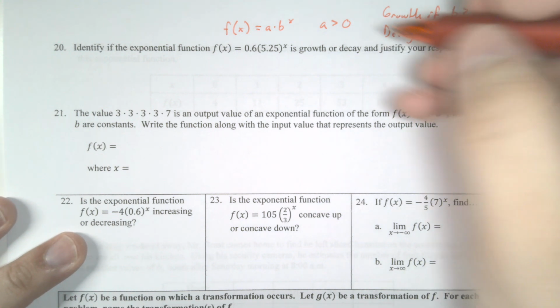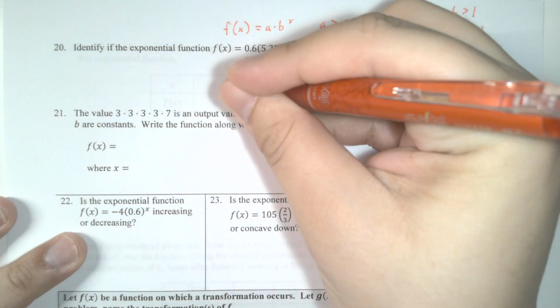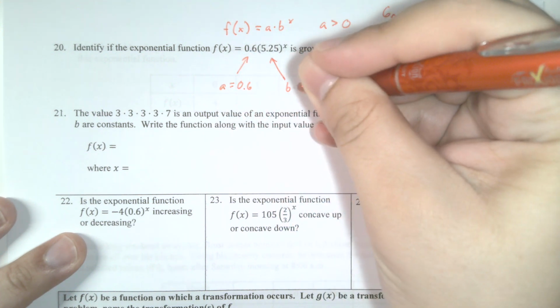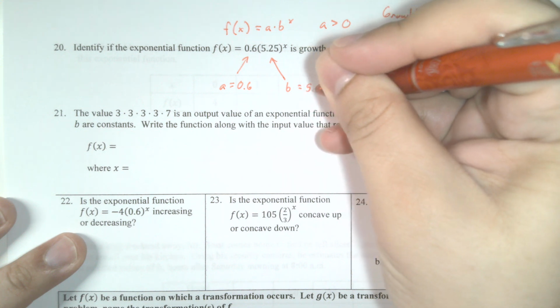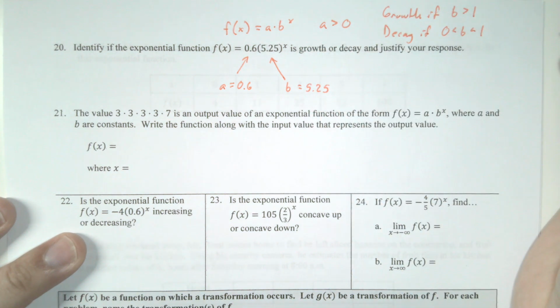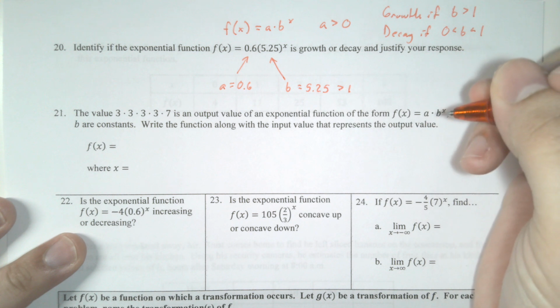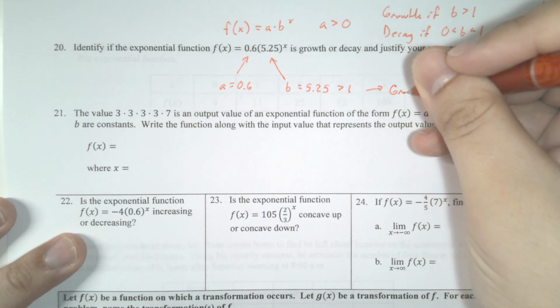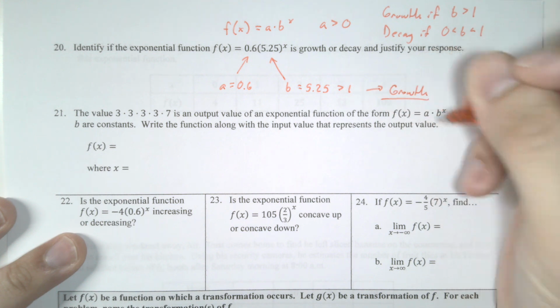And so we need to identify what a and b are. So here a is equal to 0.6. We have b is equal to 5.25, which is greater than 1. Therefore, it is exponential growth.